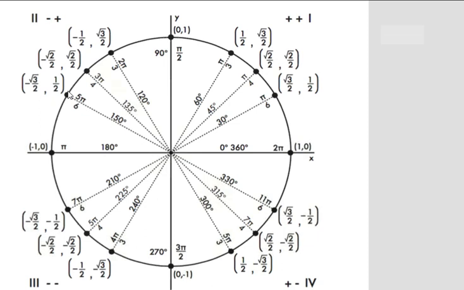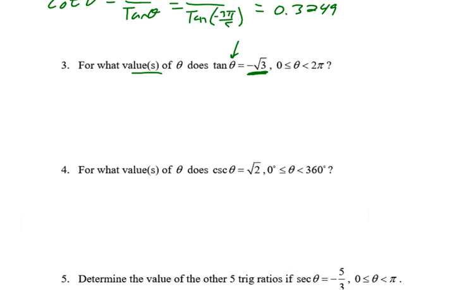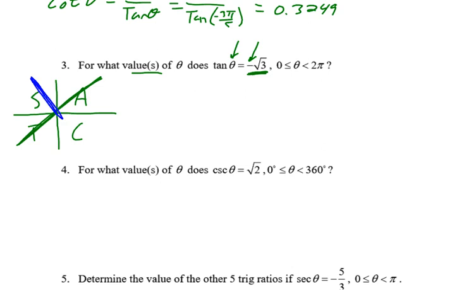So if I go back here, first off, I'm going to say, okay, where does this happen? This brings us back to the CAST rule, right? So maybe you forget that, that's fine. CAST is where things are going to be positive or negative, right? So the way this works is if I say, okay, where is tan negative? Well, if I look at my CAST rule, tan is going to be positive here and here. So that means by default, it's going to be negative in this quadrant and this quadrant, in the opposite quadrants.